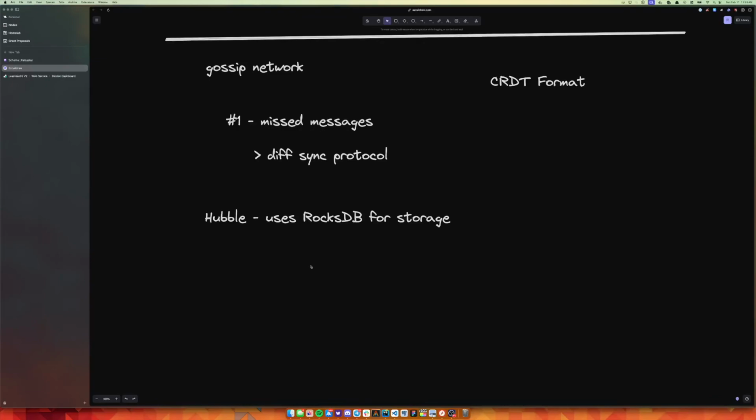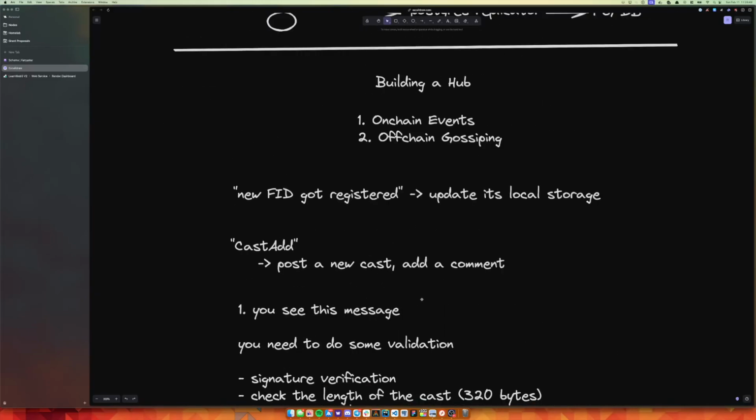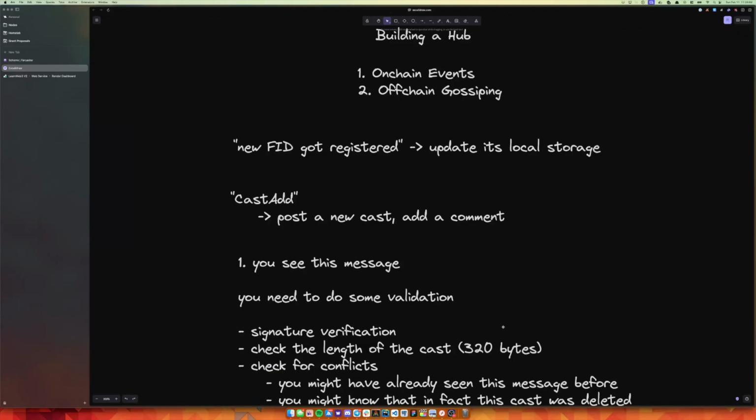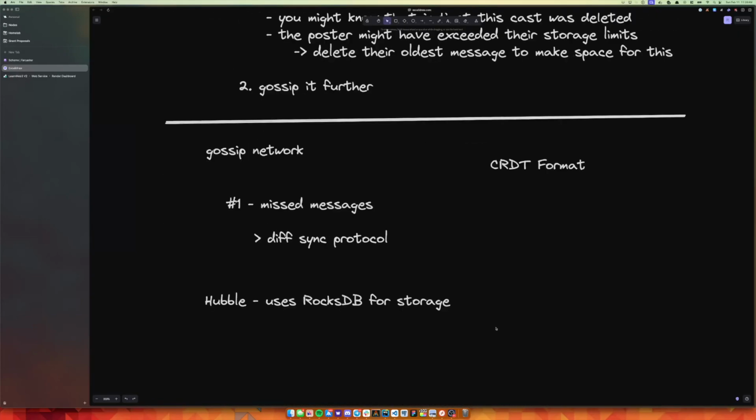And the fact that they use RocksDB for storage, by the way, is also the reason that the whole Postgres replicator pathway of things even exists, because reading from RocksDB is kind of a pain. You can write to RocksDB very fast, but reading is a bit of a pain because you need to decode the binary stuff every single time. And there are no schemas. It's not like a SQL DB, obviously. It's literally just a key value store.